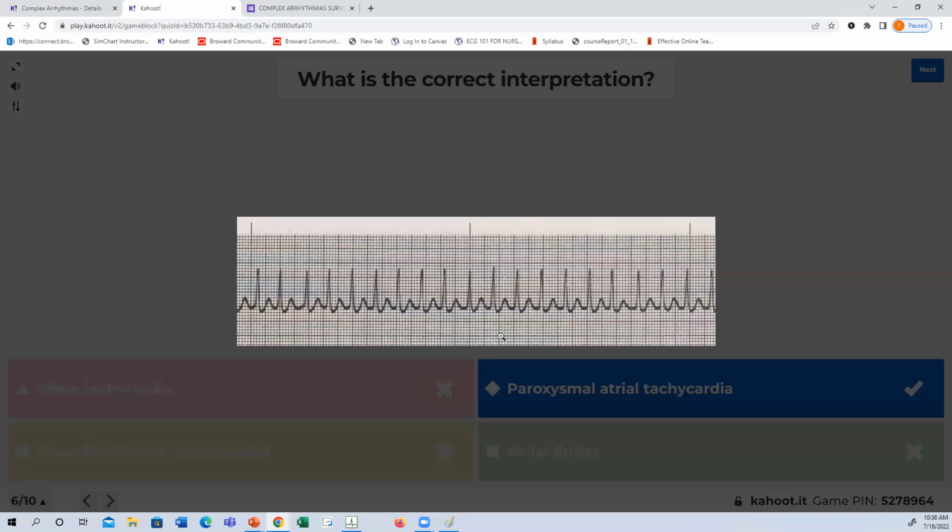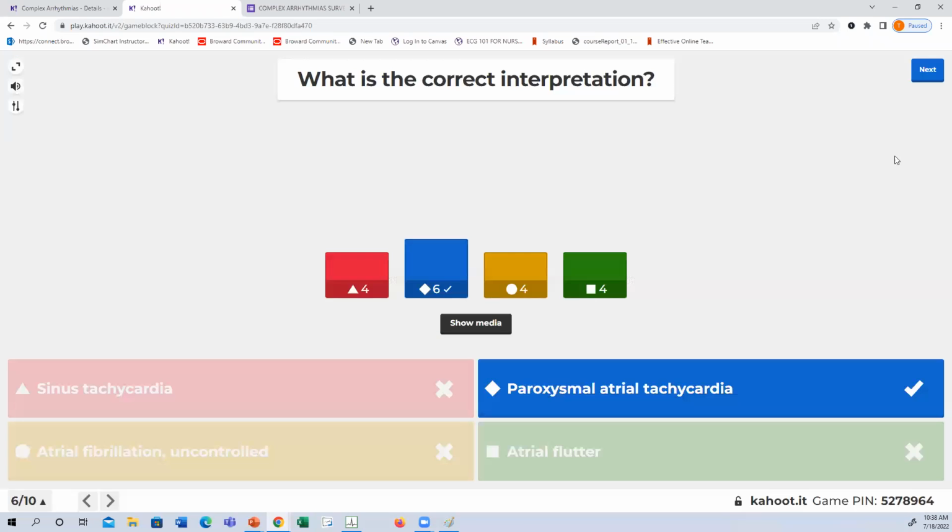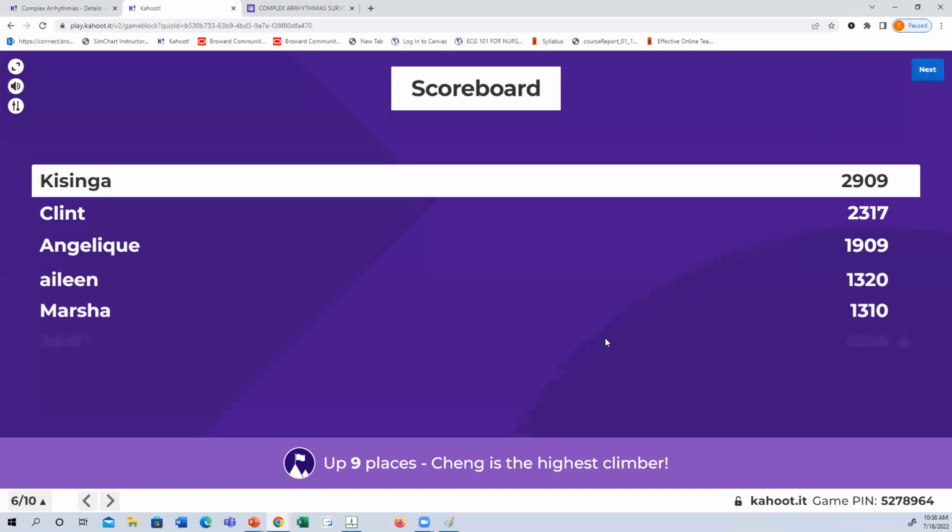All right, so let's see who was the fastest over here to answer. And let's see, Kisinga, Clint, Angelique, Abby, and Jack. And we need to recognize Chang, who is the highest climber right now.